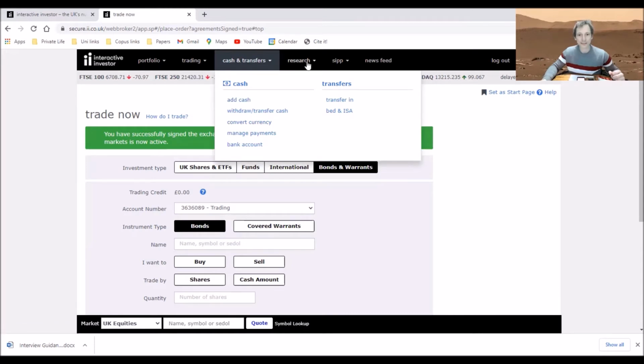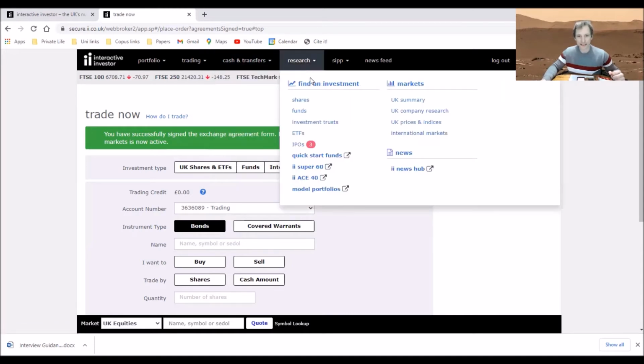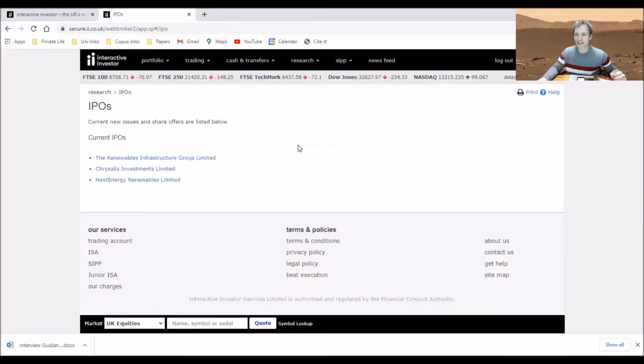And then we have research. That's interesting. Find an investment. So I got to do a lot of research before I actually make my first trade. Shares, funds, investment trusts, and IPOs. Oh, that's interesting. 3 IPOs. So does it mean I could actually invest in a company before it goes public? I don't know. Current IPOs.